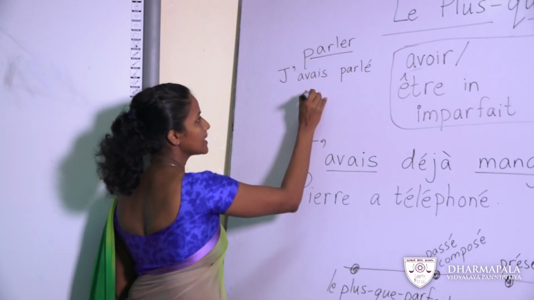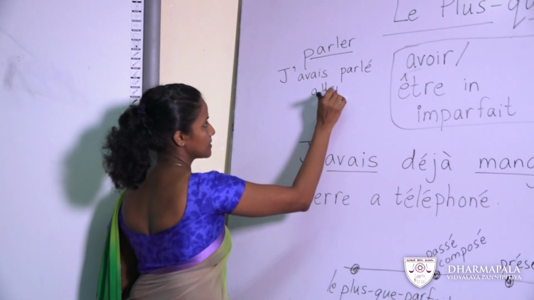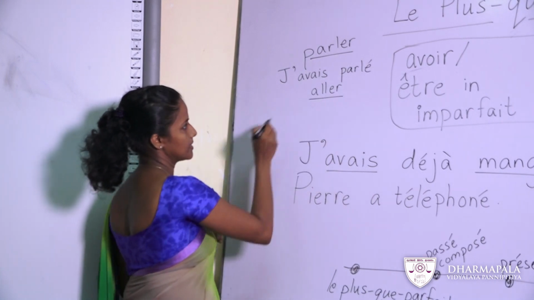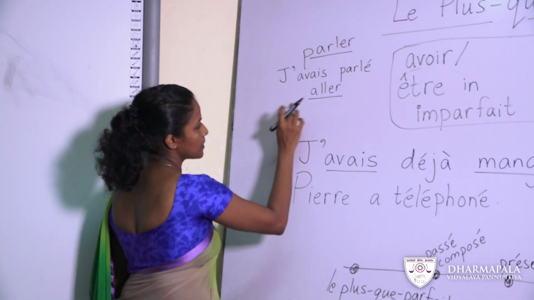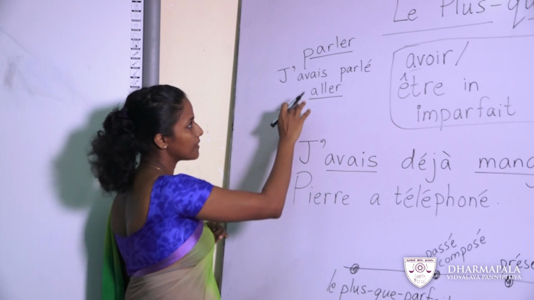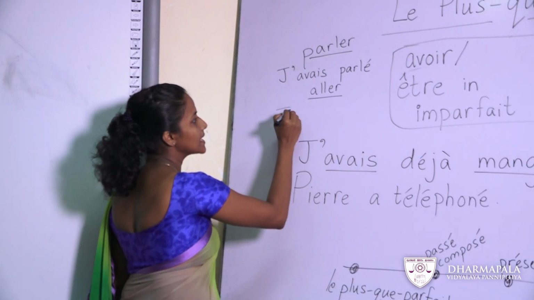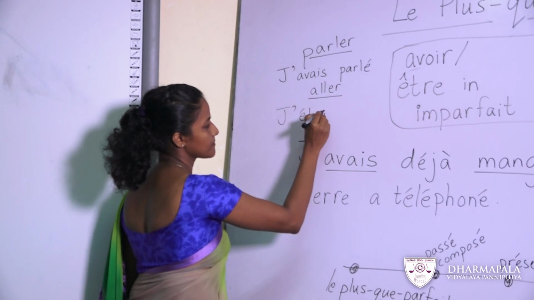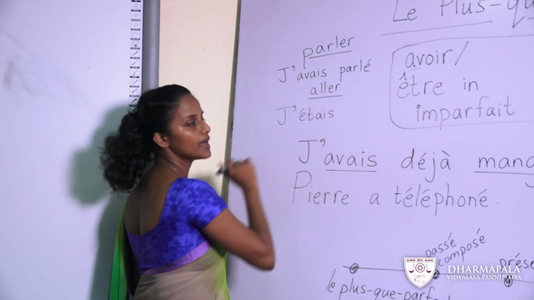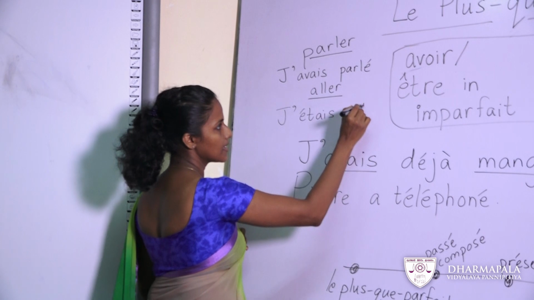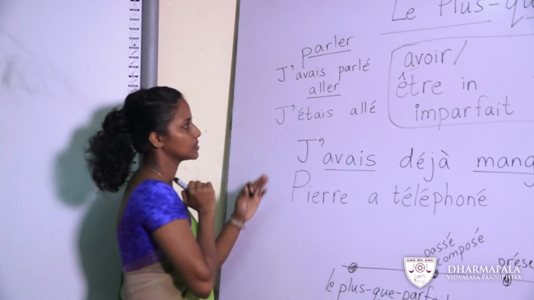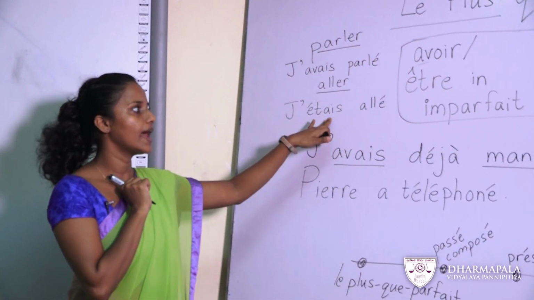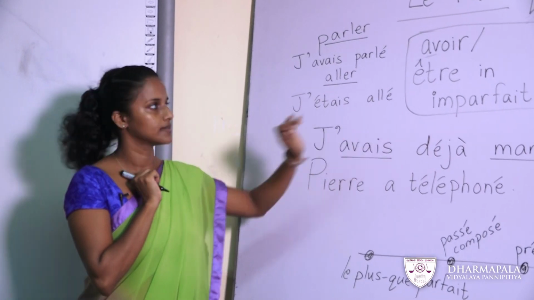Now, we will take an être verb, for example, aller. Now, aller is an être verb. So, we have to conjugate être in imparfait. J'étais, and the past participle of aller is allé. So, the meaning is I had gone.